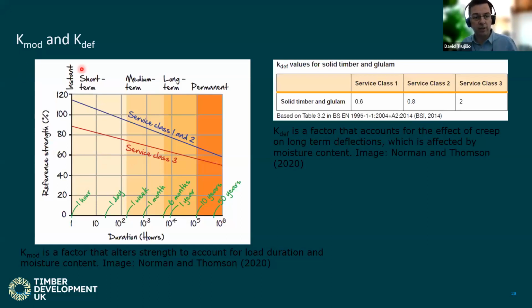So this is a concept that's important. We need to remember that we might have to reduce strength on the basis of the moisture content and the load duration. There is another concept called KDEF, which is a factor, a number that we use to account for the amount of creep when we're doing serviceability limit state calculations for deflection, for example. So depending on how dry the timber is or how wet, so drier service class 1, wet service class 3, the amount of creep to expect.